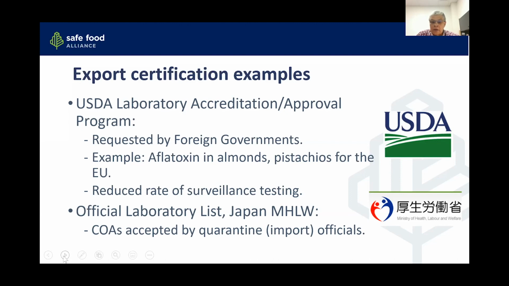Another example of an accreditation or approval: we are an official laboratory on the official labs list of the Japanese Ministry of Health, Labor, and Welfare. And again, Japan is a major export market for a lot of our clients. This is a critical approval because it means the certificates of analysis are accepted by what they call quarantine officers, the import officials in the ports in Japan. So if we have the testing done here in our laboratory as an official lab, we're able to get those passed or approved by the Japanese quarantine officials. So again, something that can help you with your importing process.